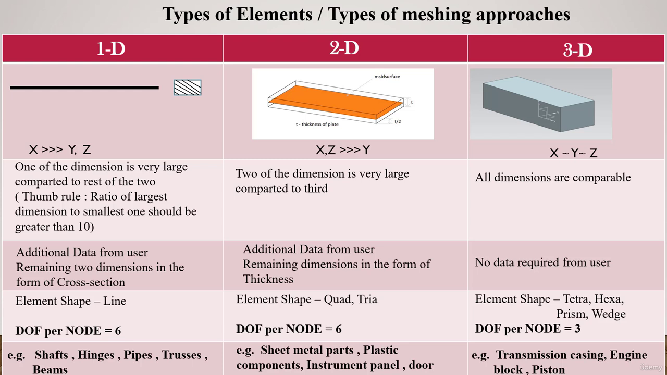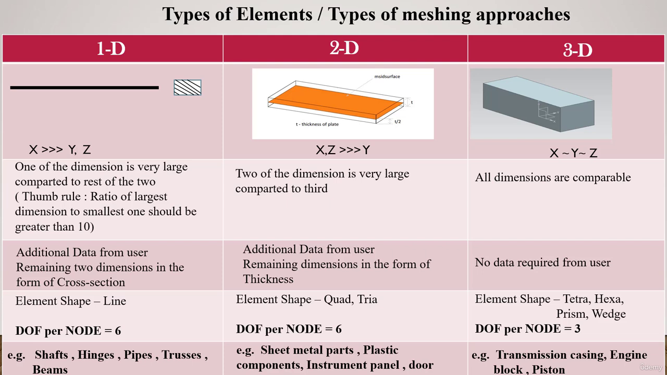Another interesting thing before we end this session is that with 3D meshing, we can represent any component. But there is a limitation in the use of 1D meshing and 2D meshing. If we have all the three dimensions comparable, then we can't use 2D meshing. And similarly, in case of 1D also, if we have even two dimensions comparable, we can't use 1D meshing.